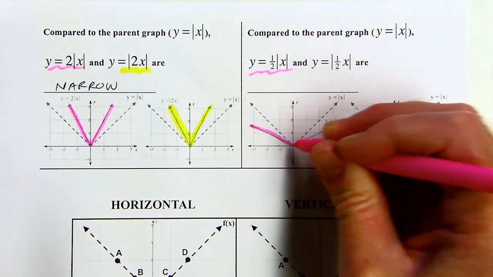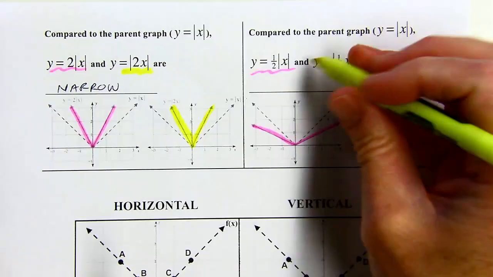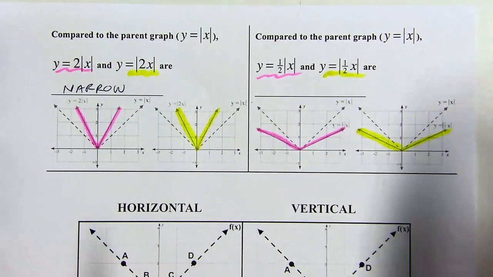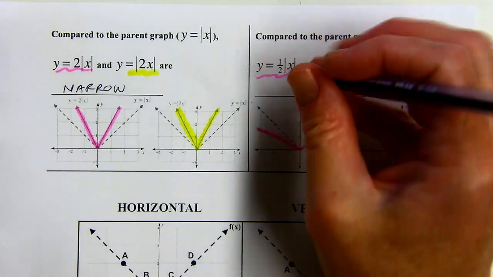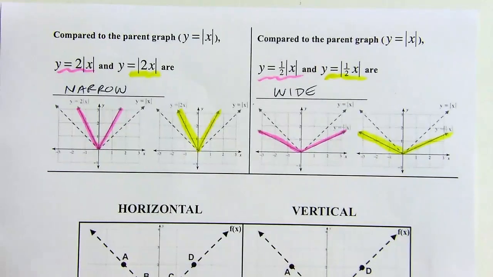So this is what that one would look like, and this is going to look like that. So they both get wider. They actually look the same, but the way they got like that is different. One of them is a horizontal stretch. The other is a vertical shrink. So these ones are going to look wide compared to the parent graph.